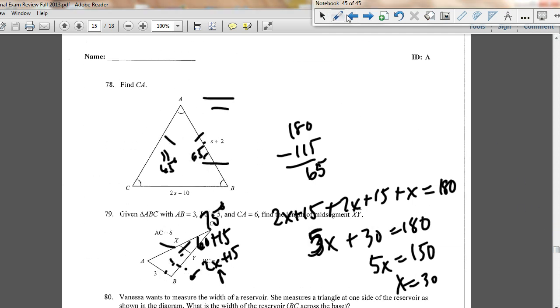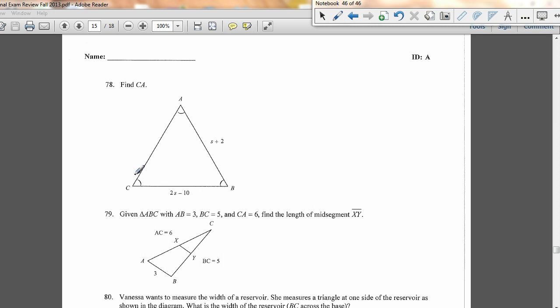Trying to figure out the length of CA, which is this side right here. Actually, you don't have to do this page, but you should know how to do this. This is equiangular, which means this one is congruent to that one, which means that one's congruent to that one. But in order to figure out S, we first got to put these two equal to each other.